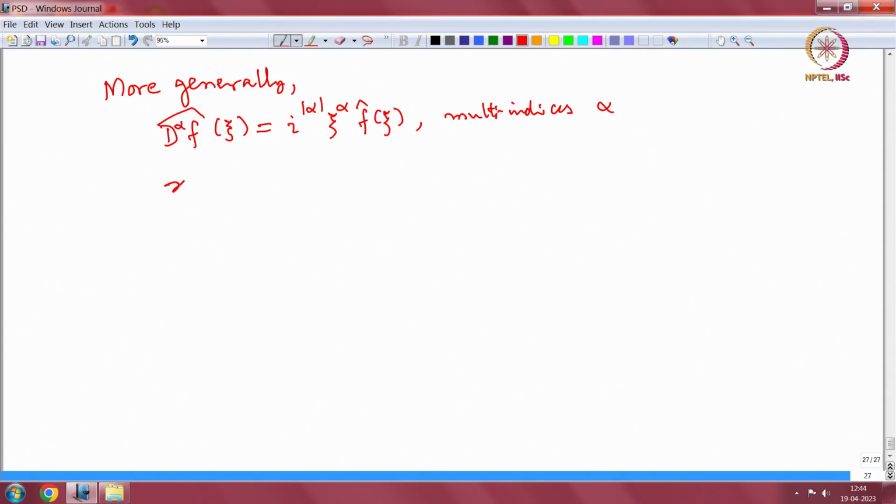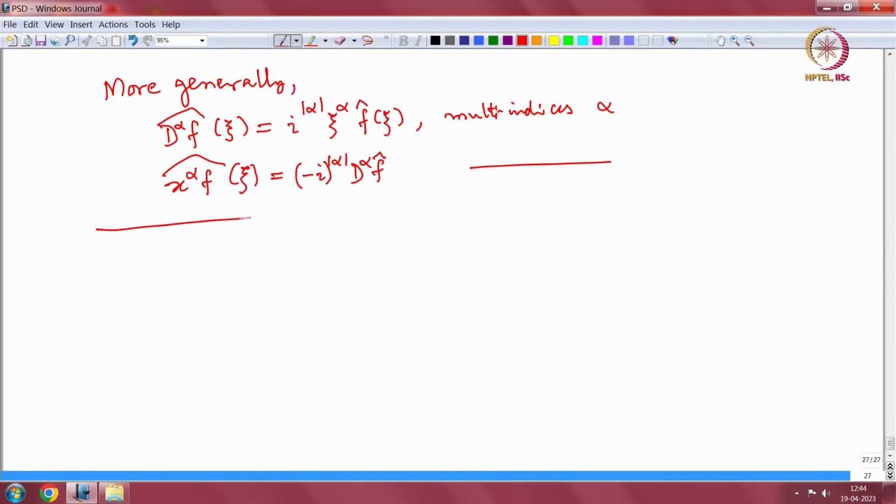And then the converse part. If I take a polynomial times the function, then its Fourier transform is minus I to the mod alpha d alpha of f cap. Again, you just iterate, assuming that all these functions are in L1.